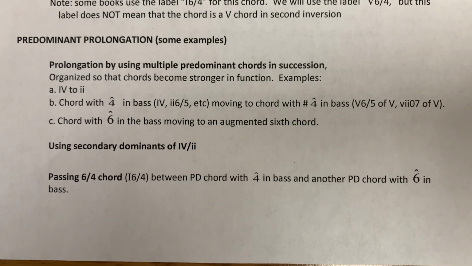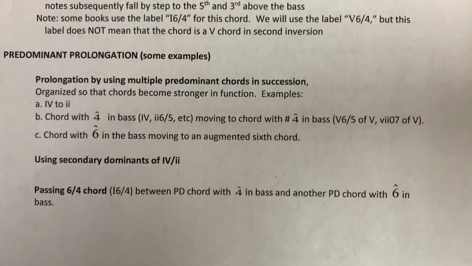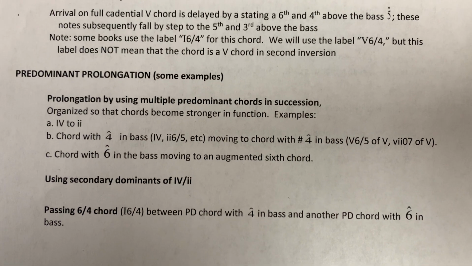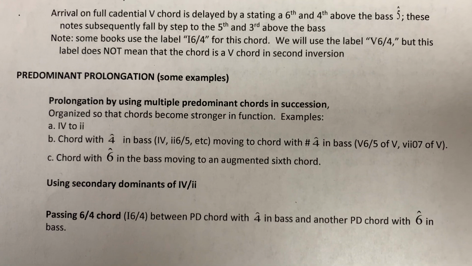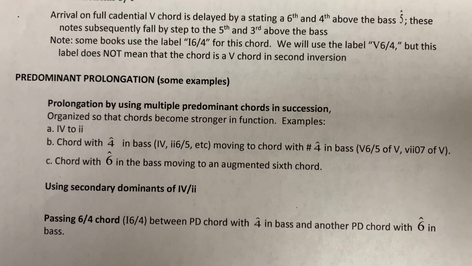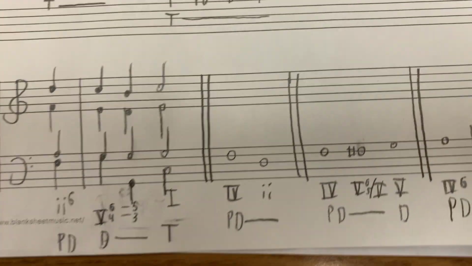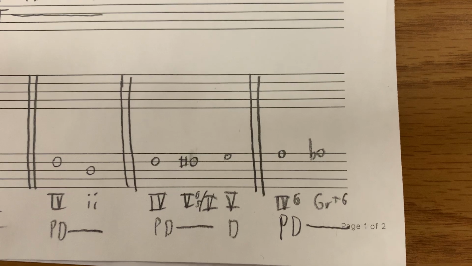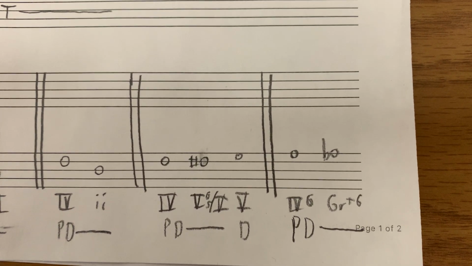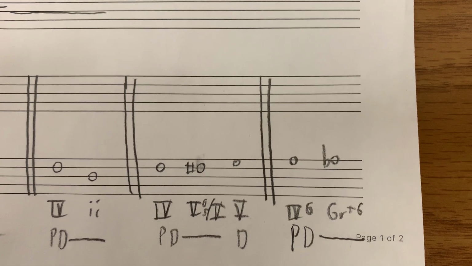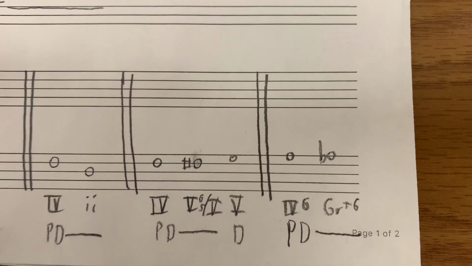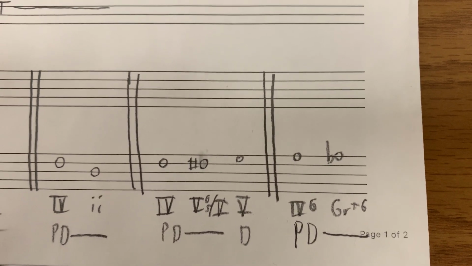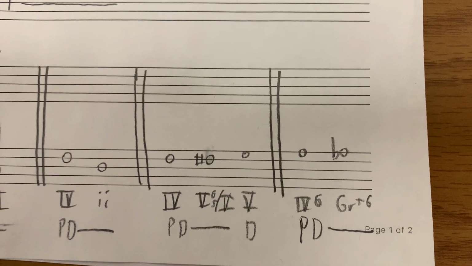Now, predominant prolongation is kind of a different business. Remember how I mentioned that there's a whole bunch of chords that can be predominants? Well, you can use these predominant chords in succession and organize them so that they become stronger over time. For example, I'll show you a couple over here. Here are just some bass motions in C major where you have some kind of logical lines in the bass that would work. One option at the beginning here is 4 going to 2. 2 is considered to be a stronger predominant than 4, given the root motion that will happen. So you can put the 4 before the 2 and keep the predominant function happening.